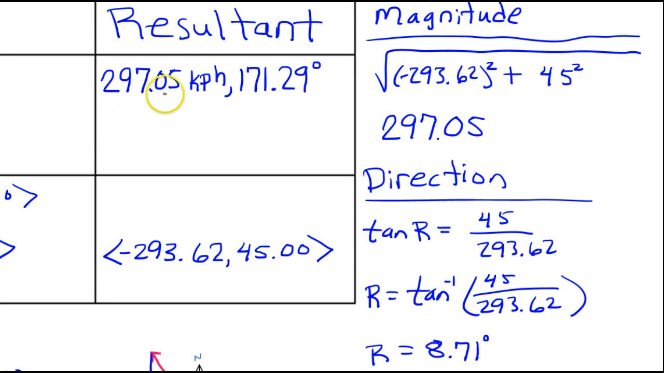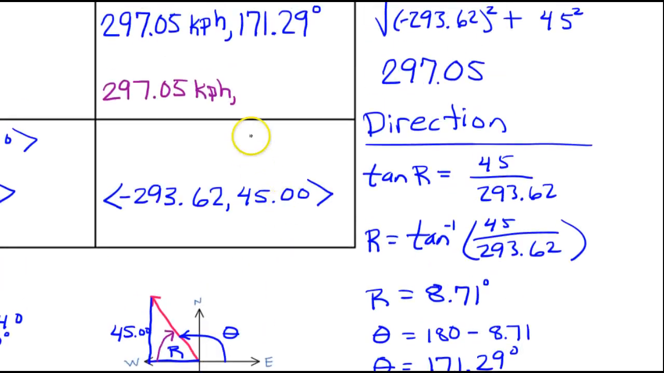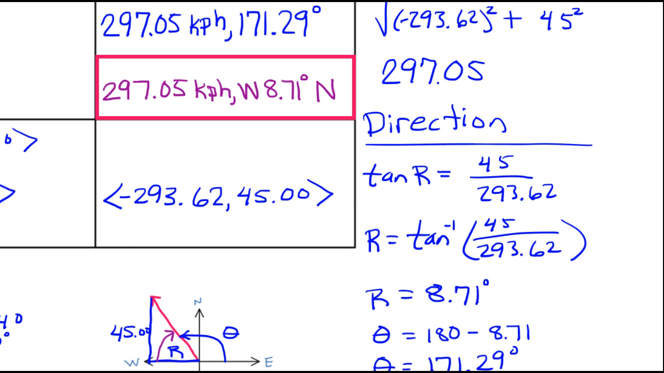Okay, so I'm actually going to rewrite the whole thing because I like my final answer to be all in one place. So this purple is how you should write your final answer. So magnitude and direction, 297.05 kilometers per hour. That's the magnitude. And the direction, west 8.71 degrees north. Kabam! There's your final answer in the box.